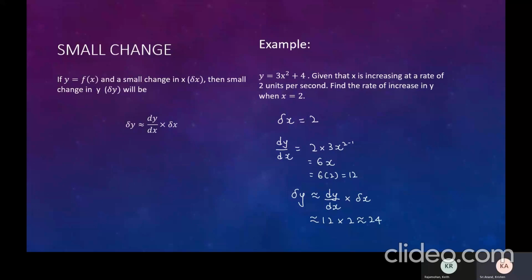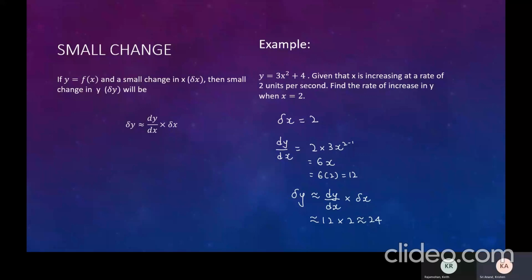The last topic in differentiation is small change. If y is equal to a function of x and there is a small change in x, the small change in y will be represented by the product of the first derivative of the function and the small change of x. Let's practice with this example. y equals 3x squared plus 4. Given that x is increasing at the rate of 2 units per second, find the rate of increase in y when x is equal to 2.